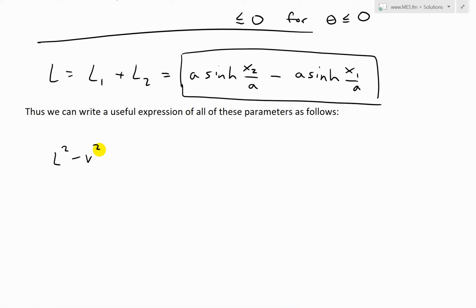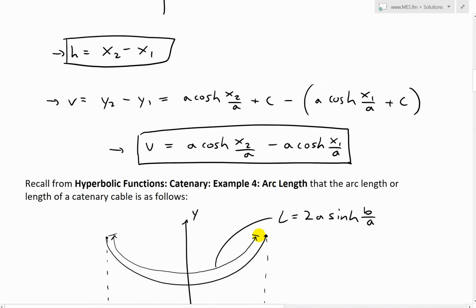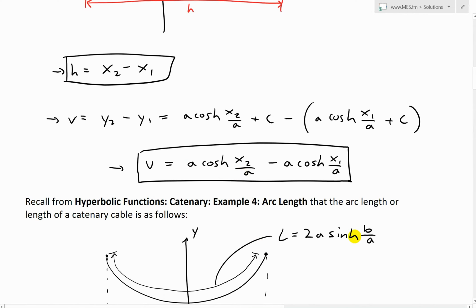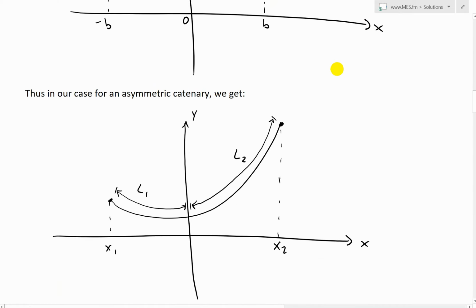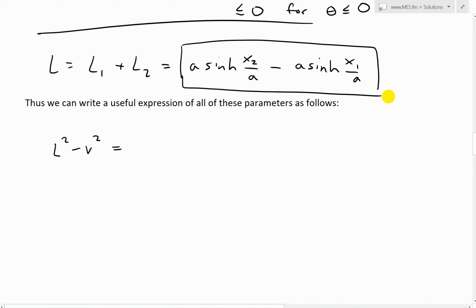And this expression they use, L squared minus v squared, or the length of the cable squared minus the vertical distance squared, equals... Now when we plug in our v value, where is our v? V is a cosh of x2 over a minus that. And the reason they're squaring is because we can use some useful identities. So that's actually L squared first. Let's do the L one first.